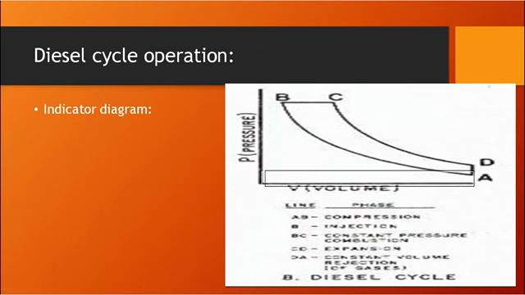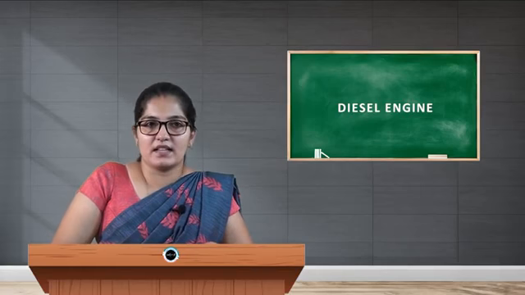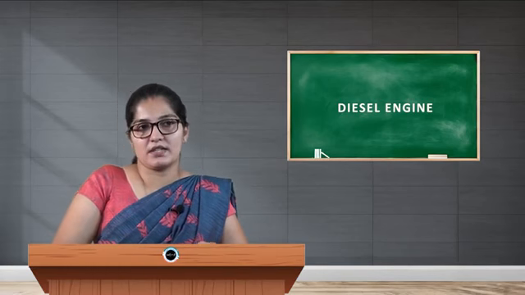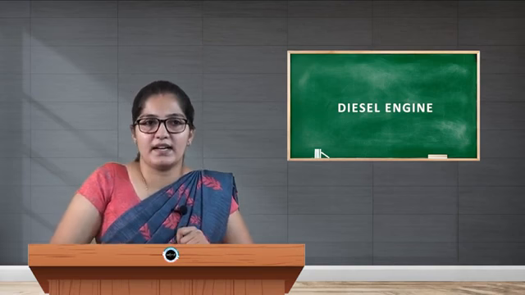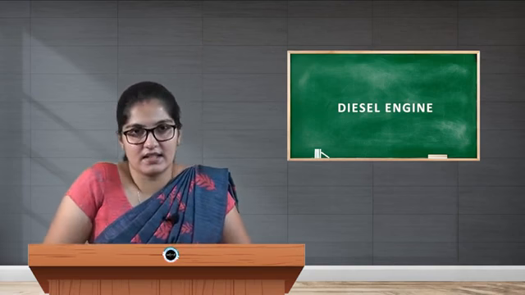That is called the power stroke or expansion stroke, during which the engine does work. So the CD curve represents the expansion stroke and the DA curve represents the exhaust stroke, through which the spent gases are forced out of the chamber. The entire working of a diesel engine can be represented by a pressure-volume PV diagram like this. This is about the working of the diesel engine. Thank you.